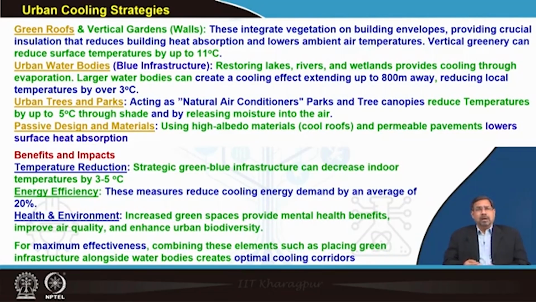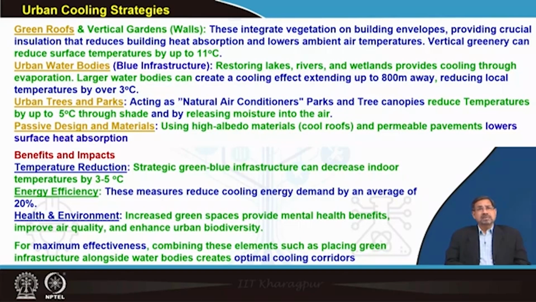Coming to urban trees and parks, acting as natural air conditioners, parks and tree canopies reduce temperatures by up to 5 degrees centigrade through shade and by releasing moisture into the air. Passive design and materials, using high albedo materials, cool roofs and permeable pavements, allow us to lower surface heat absorption. So, trees, particularly in urban parks, act as natural conditioners and reduce temperature by up to 5 degrees through shade.